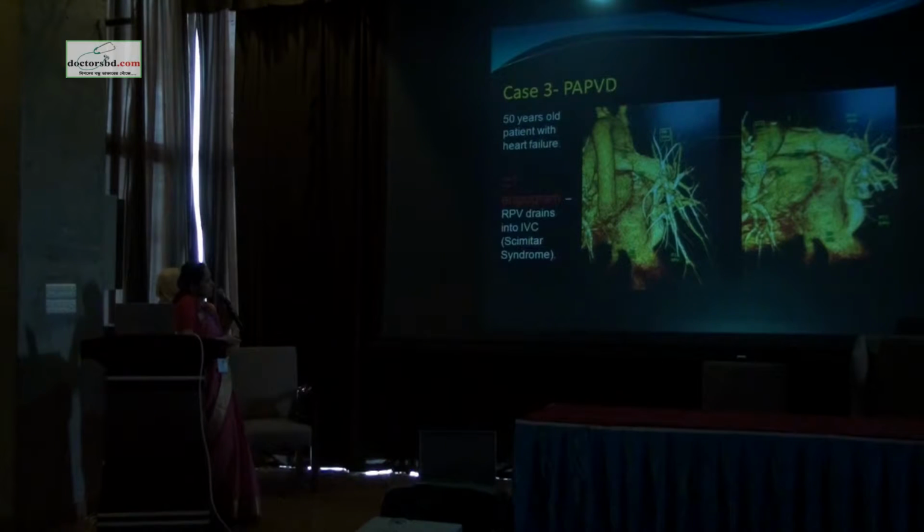This is the aorta, and these are the pulmonary arteries, and this area is the RA. And this is the dilated IVC. Here we see the right pulmonary vein draining anomalously into the IVC.